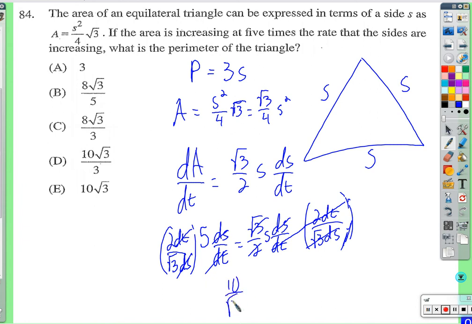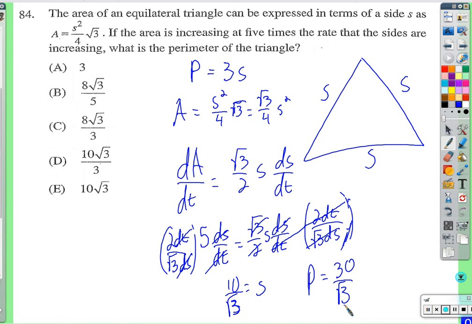10 over root 3 is s. What are we looking for? What is the question asking? The perimeter. Yeah. Right. So the perimeter would be 3 times bigger than that. Yeah. 30 over root 3.